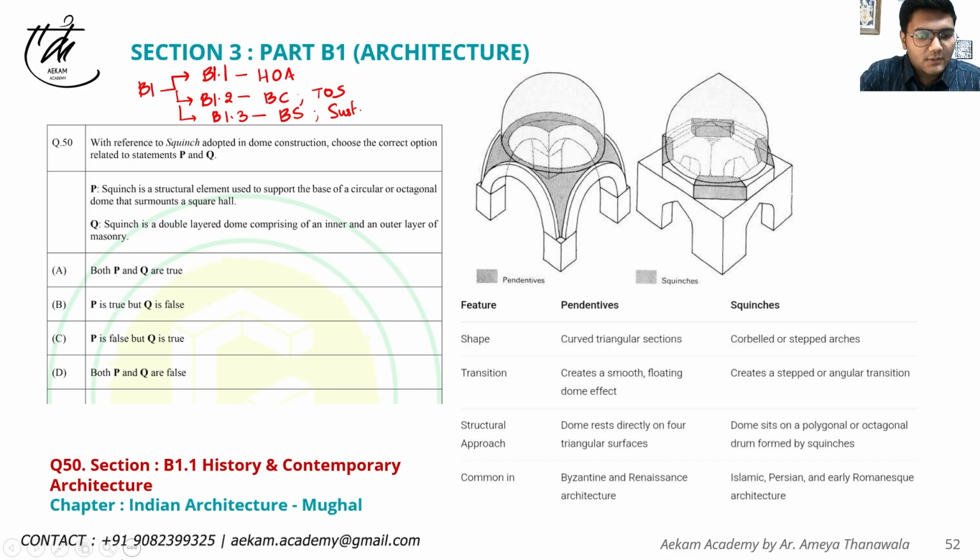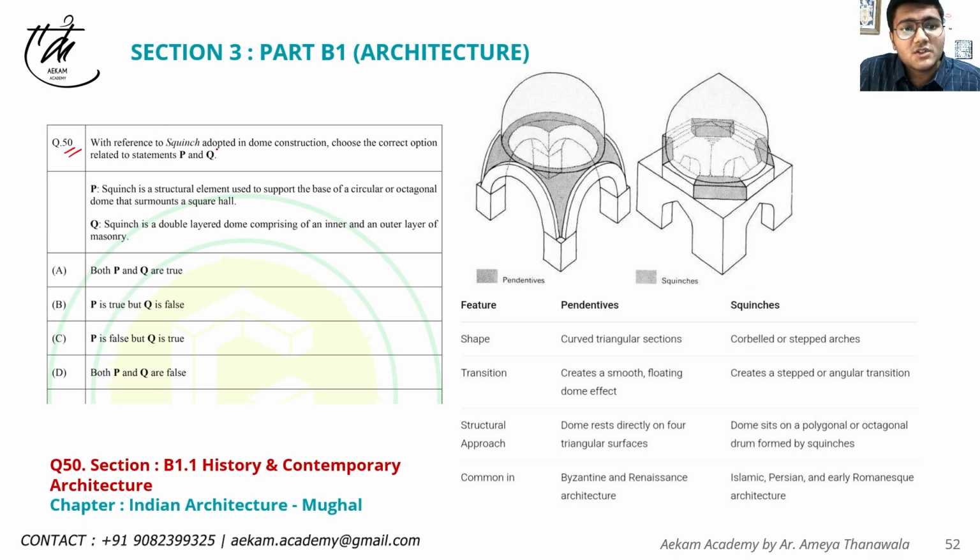So let's start with question number 50. Question number 50 is a 1 mark MCQ question. With reference to squinch adopted in dome construction, choose the correct option related to statements P and Q. They have given 2 statements. Statement P: squinch is a structural element used to support the base of a circular or octagonal dome that surmounts a square hall. And Q: squinch is a double layered dome comprising of an inner and outer layer of masonry.